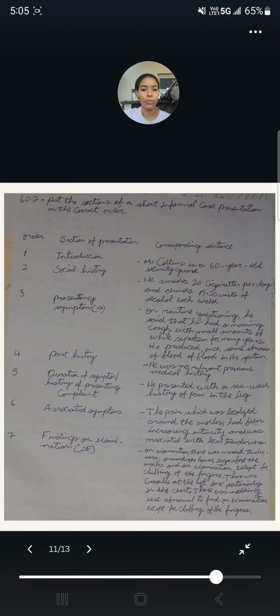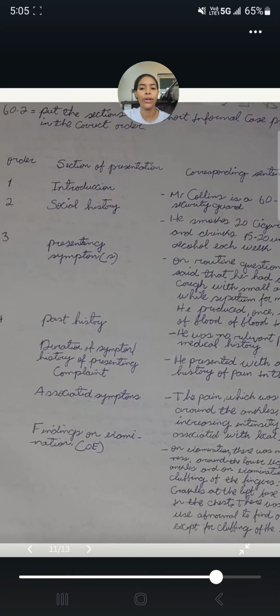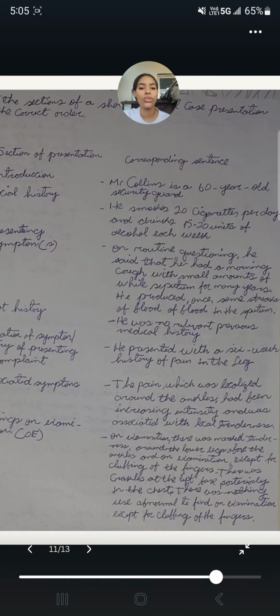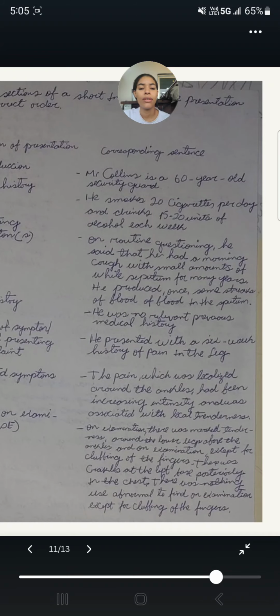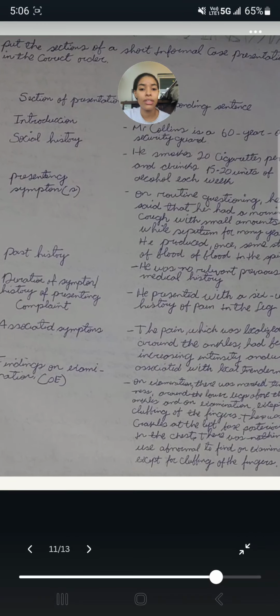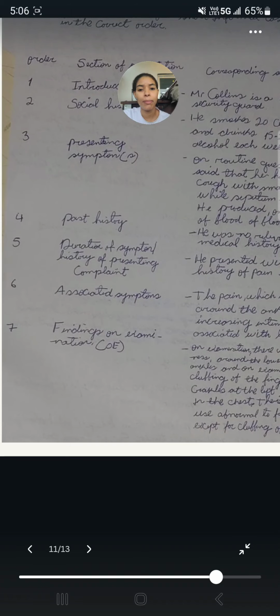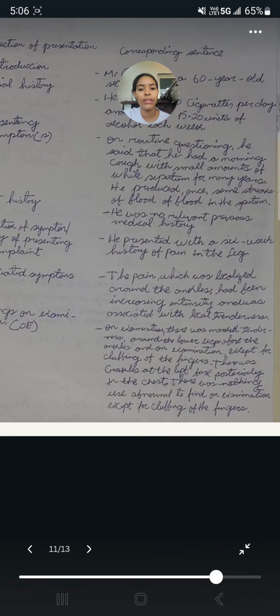Number 1, introduction: Mr. Collins is a 60-year-old security guard. Social history: he smokes 20 cigarettes per day and drinks 15 to 20 units of alcohol each week. Presenting symptoms: on routine questioning, he said that he had a morning cough with small amounts of white sputum for many years. He produced once some streaks of blood in the sputum. Number 4, we have the past history: he had no relevant previous medical history.